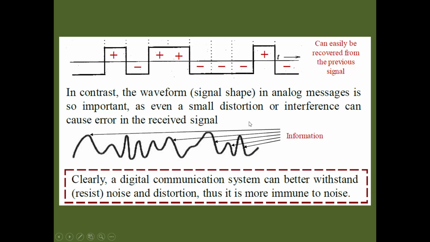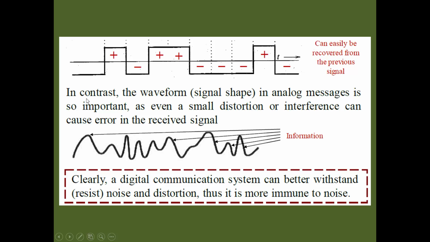So in that case, the signal shape is so important in the reception, in estimating the signal, that if the noise and distortion make the shape of the waveform so disturbed that we cannot estimate the information present in the analog signal. So what I want to say is that the immunity level due to noise and distortion are quite low in the analog communication systems rather than in the digital communication system.